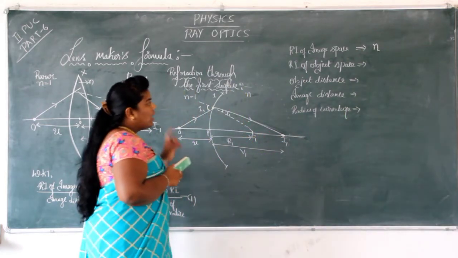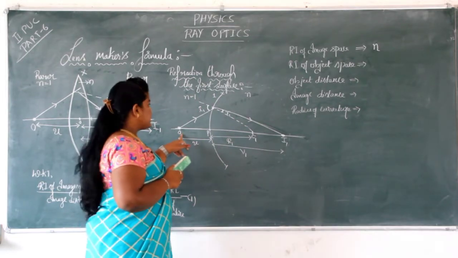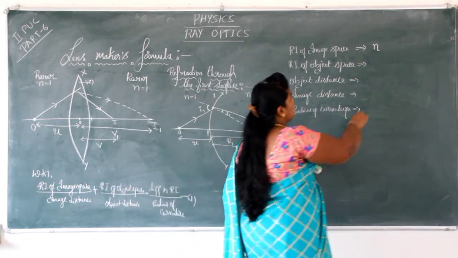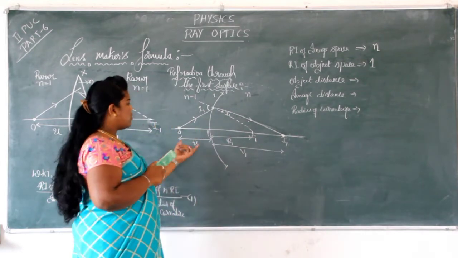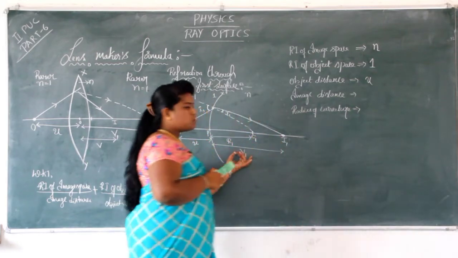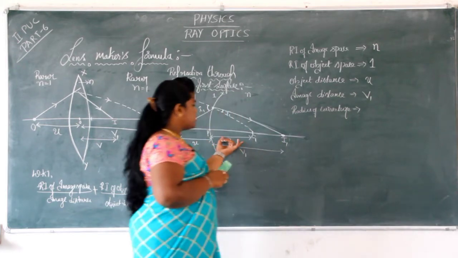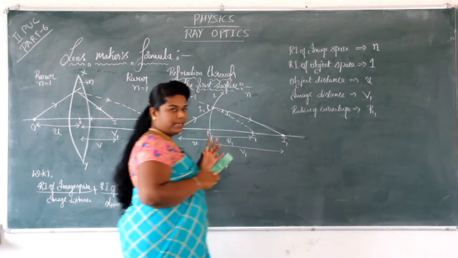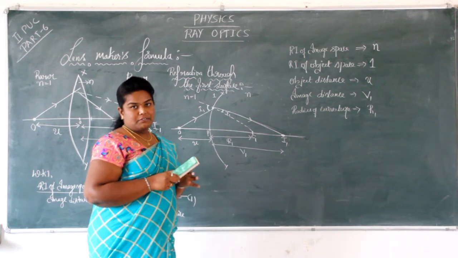The next thing is the refractive index of object space. The object is here, it means the object is in the air medium. Then the refractive index of this is written as 1. Next thing is the object distance, which is U, and the image distance is V1. And the radius of curvature is R1. See, my dear students, we have just written the values, but still we have not applied the sign conventions.